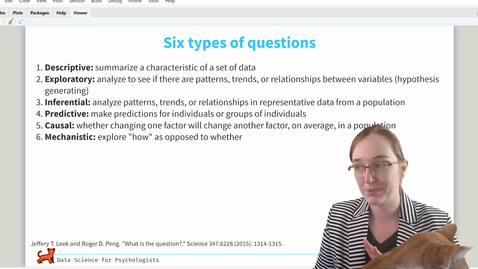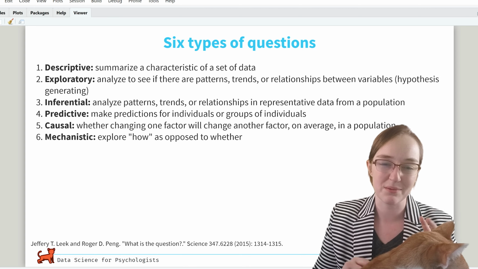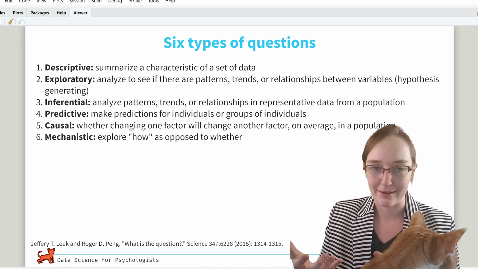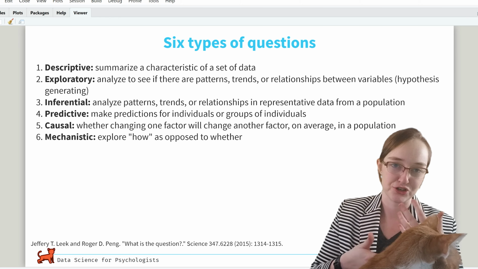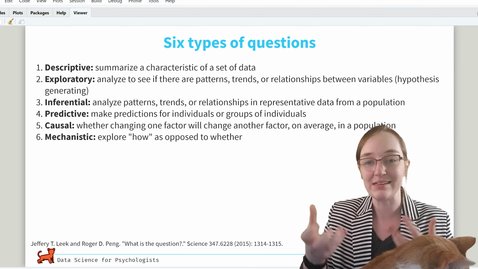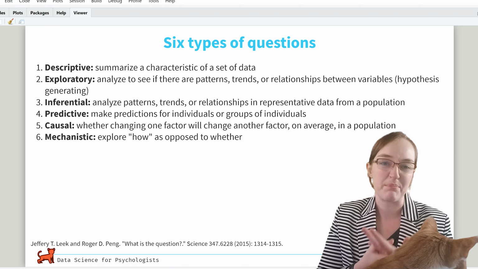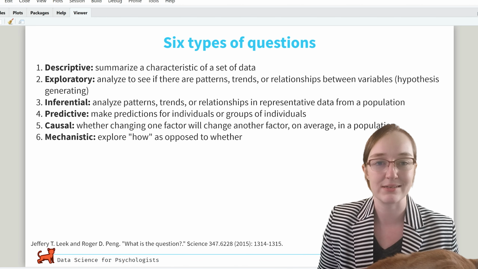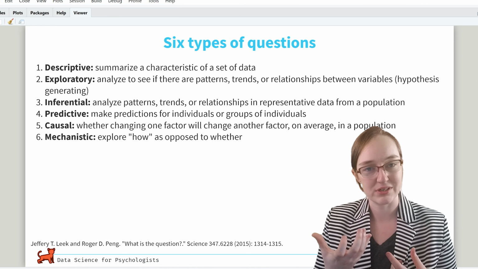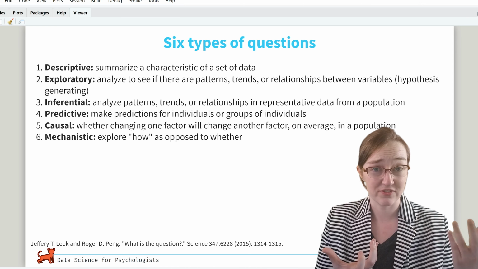So the next type is exploratory, and this one is all about analyzing patterns and uncovering relationships and just seeing what's in there. This is often viewed as a hypothesis generating process. Often exploratory is contrasted with confirmatory.